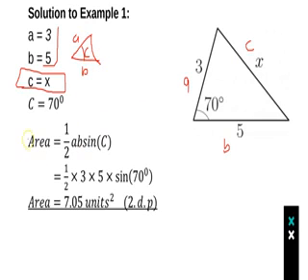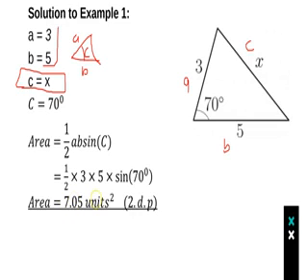So we can say that area is equal to half AB sine C, which is equal to half. A is what? We have said A is 3 and B is 5. And the angle is what? 70. So we say half AB sine 70 degrees. So after you simplify, you can realize that your area becomes 7.05.